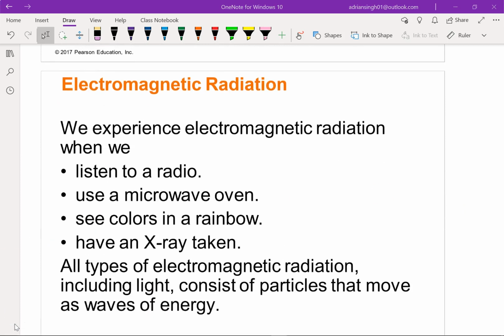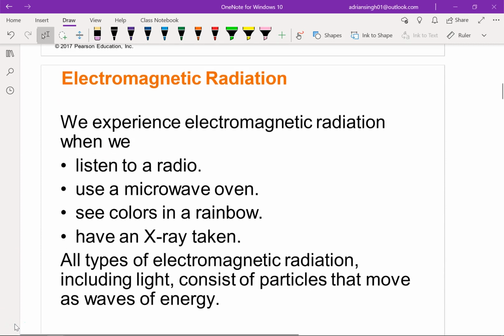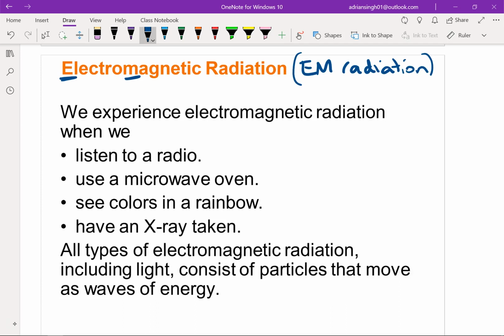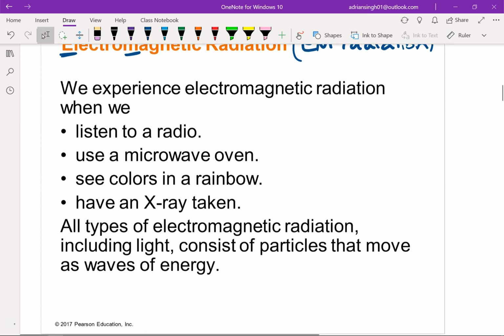So the first couple of sections of this chapter deal with something known as electromagnetic radiation. And you may wonder, why do we need to talk about this when we're looking at the electrons? Well, this actually forms a really good basis for understanding the behavior of electrons. So electromagnetic radiation is often abbreviated as EM radiation. And it may seem sort of exotic, but it's actually something that we encounter all the time.